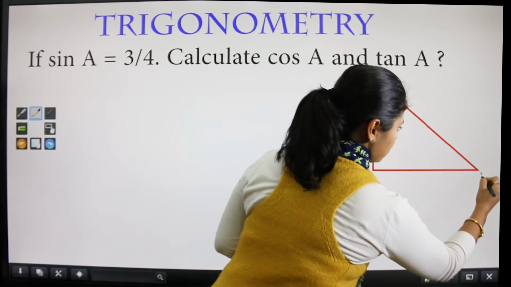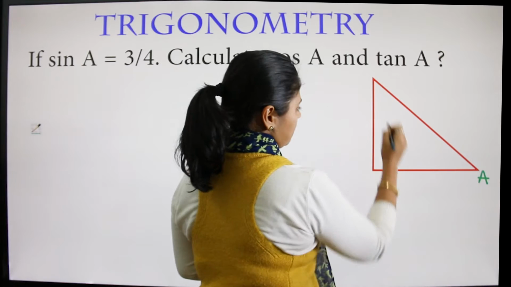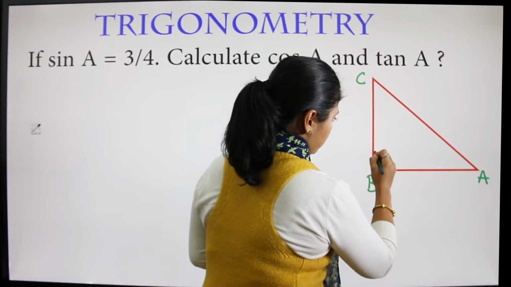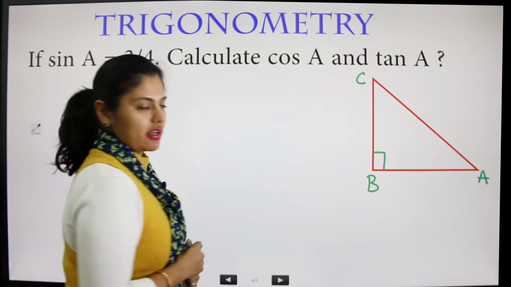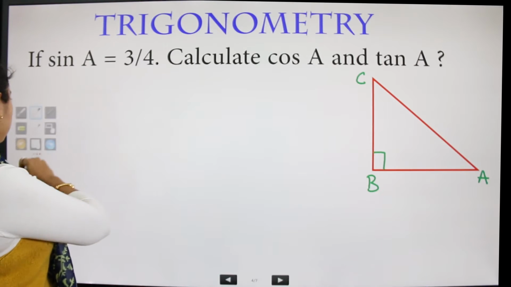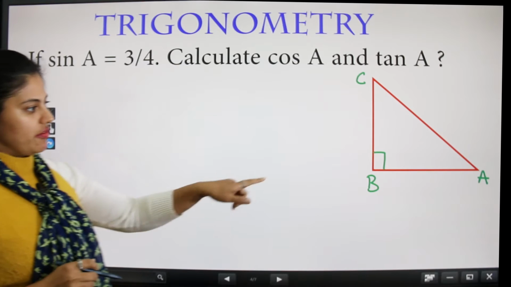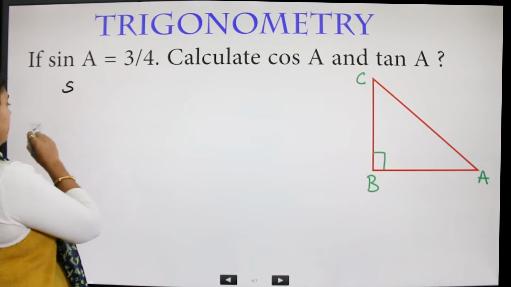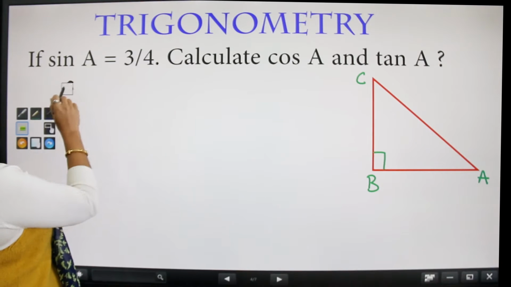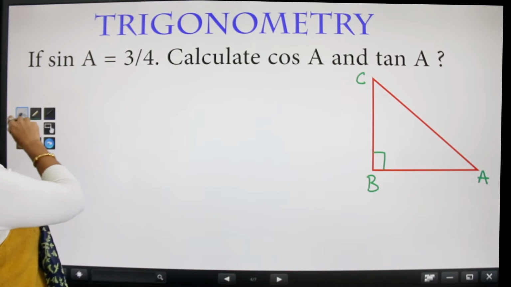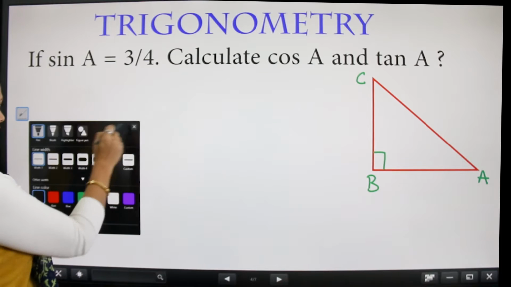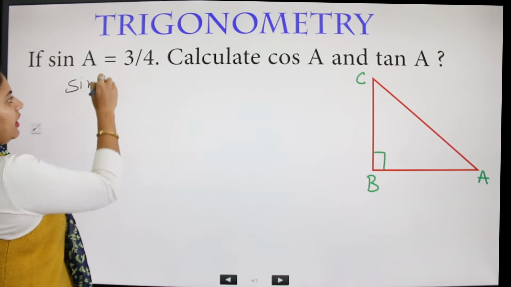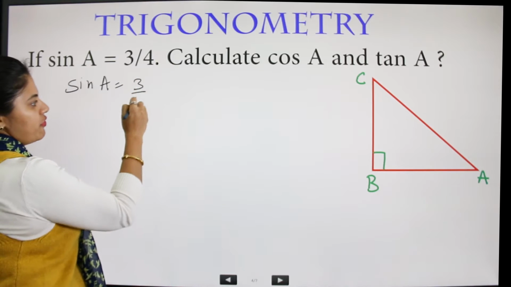We can take this as angle A, this as angle B, and this as angle C. Okay, so we have a 90-degree angle in here. Now we have been given the value sin A, which is 3 by 4.